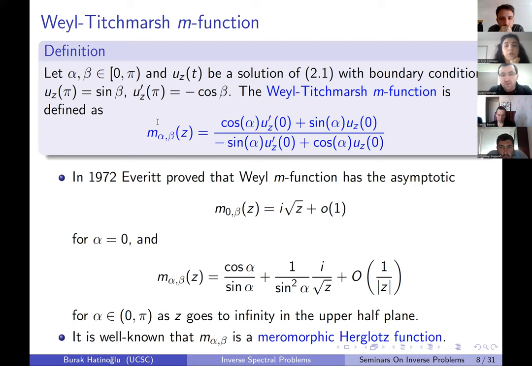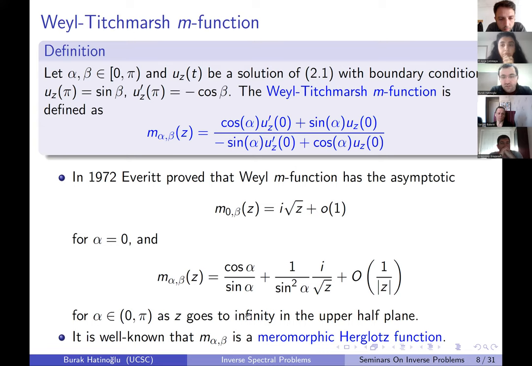Okay, why is the M function important for us? On one hand, it carries many spectral properties of the equation. And on the other hand, it also satisfies nice complex function theoretic properties. We can start with asymptotics. In 1972, Everett proved the following asymptotic for the Weyl M function. If you just assume alpha to be zero, the M function on the upper half plane has the following asymptotics, I times root Z plus some little o of one term. But if alpha is non-zero, then you get this asymptotics. Both of them are valid on the upper half plane as Z goes to infinity in modulus.